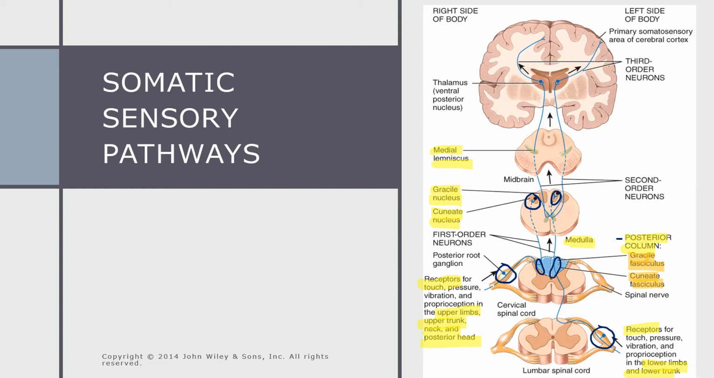So the axons of the second order neurons, not the first order, but the second order neurons, after the first order neurons synapse with the second order neurons, those axons of the second order neurons will cross to the opposite side of the medulla, and that's when they will enter the medial lemniscus. So that's going to be right here. This is the medial lemniscus in the midbrain.